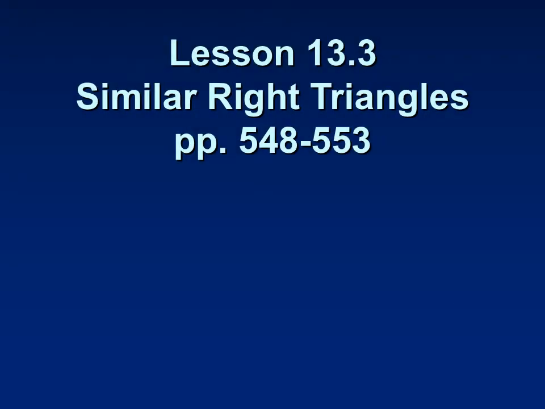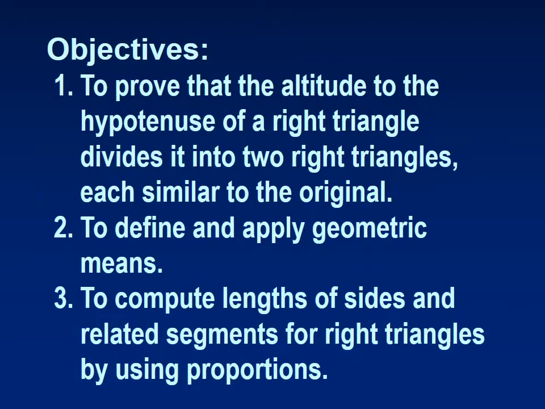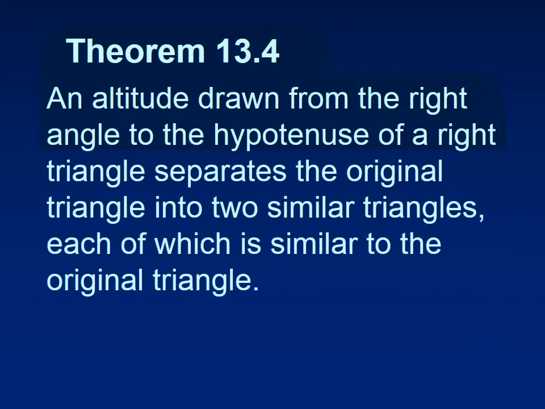We're going to learn about right triangles in specific today. So we're going to talk about the altitude and hypotenuse of a right triangle and how that will divide it into two triangles that are similar to the original. And then we're going to learn what a geometric mean is, and we're going to compute lengths inside of related segments for right triangles using proportions or geometric means.